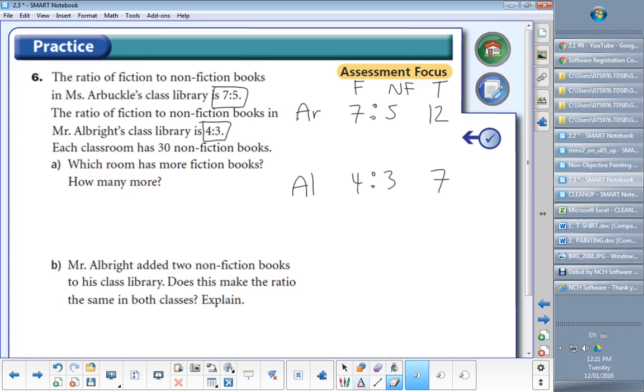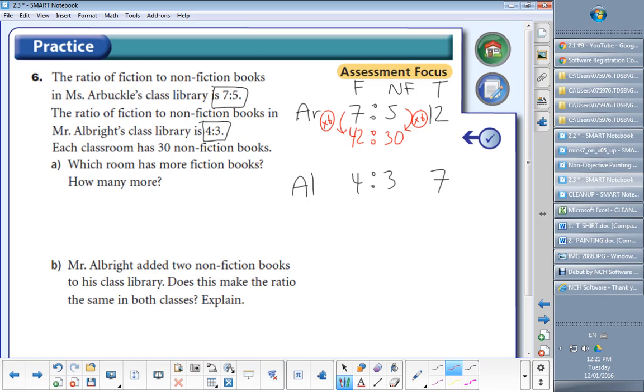So let's go to Arbuckle first. I'm going to change my pen color to red. We know that there are 30 nonfiction books over here, and we had to multiply by 6 to get there. So we would then also multiply by 6 for the fiction books, and we would get 42. So in Miss Arbuckle's class, there are 42 fiction books.